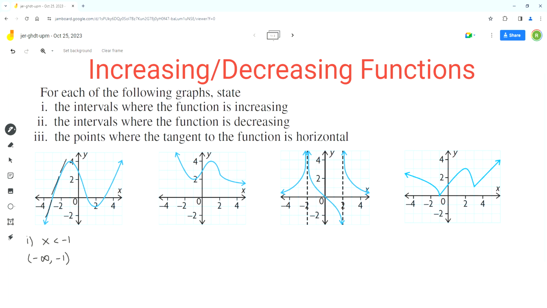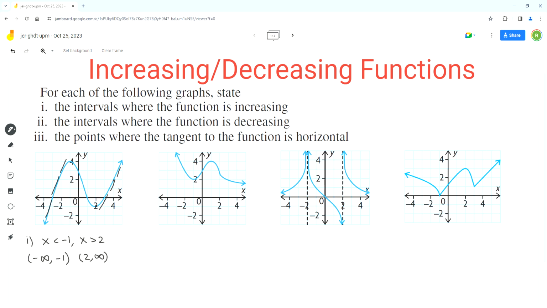Now another interval in which this function is increasing is from this point 2 onwards to the right side. As you can see, any tangent we draw to this part of the curve will have a positive slope because it's sloping upward from left to right. So therefore, the other interval is x is greater than 2. And in interval notation, we can write it as 2 to infinity.